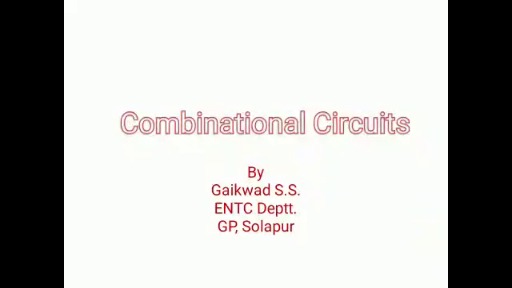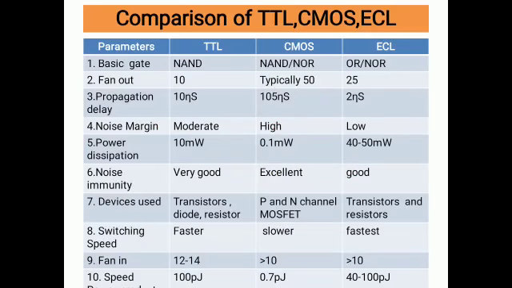So in the previous lecture, we had seen the logic families. We have seen the different types of logic families, their characteristics. So based on these characteristics, now we have to compare these logic families. Then we'll go to the next chapter. So here comparison of TTL, CMOS and ECL is shown.